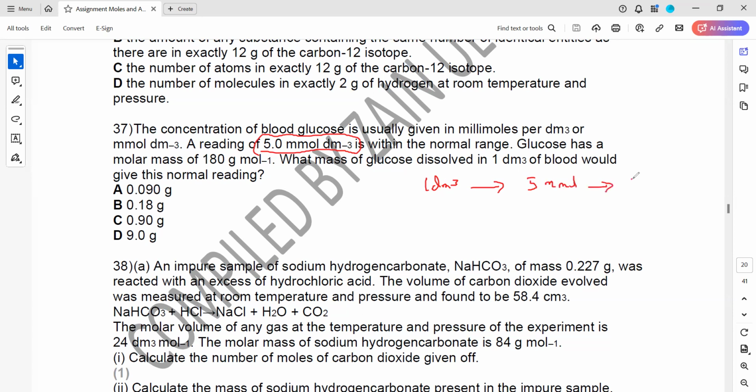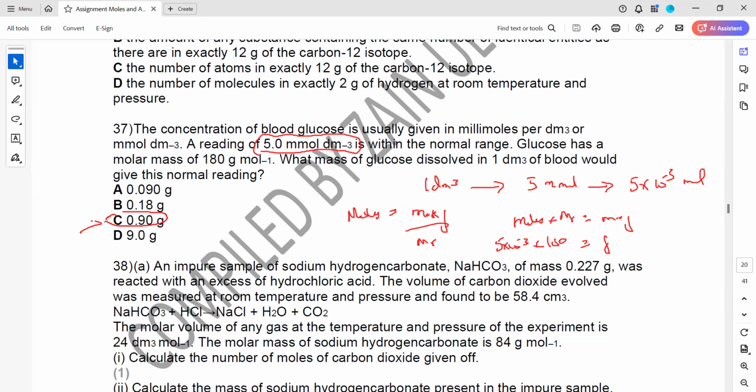Millimole will convert into mole, so milli divided by 1000. So 5 into 10 to the power minus 3 moles are there for glucose. We need the mass in gram. So we have the formula that moles equal mass in gram divided by the molar mass. If we need the mass in gram, it will be moles multiplied by molar mass. Moles are 5 into 10 to the power minus 3 and the molar mass is 180. We'll get the mass in gram, which is 0.9. So C will be the right answer.